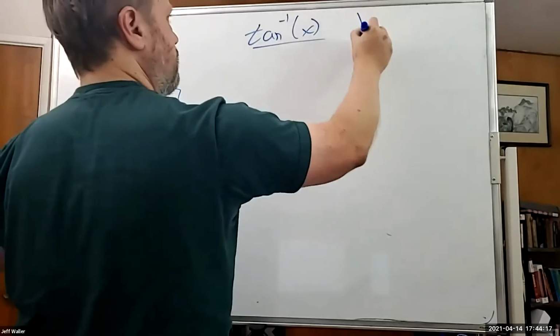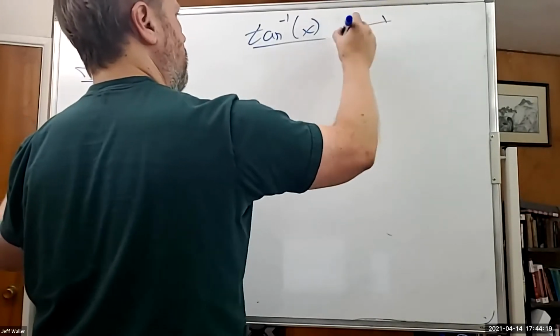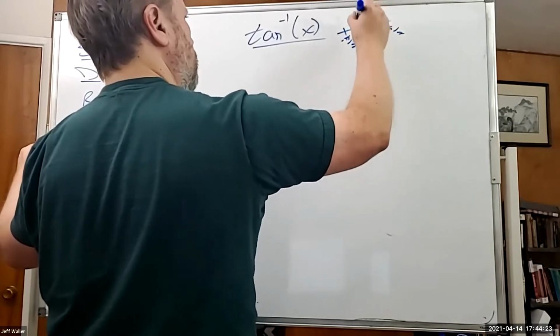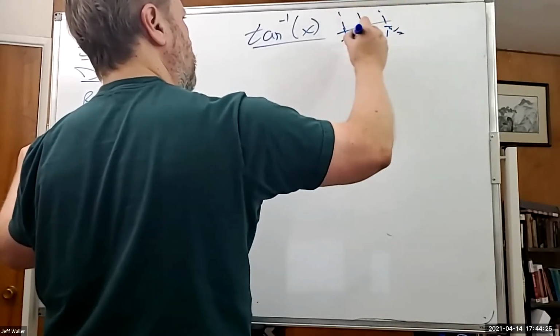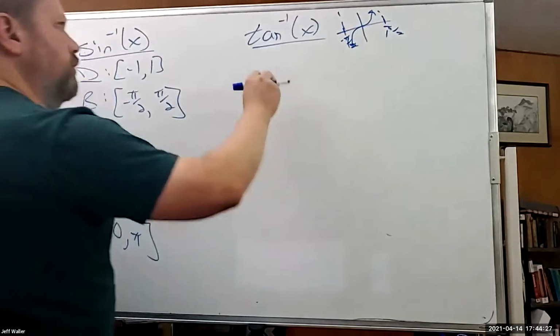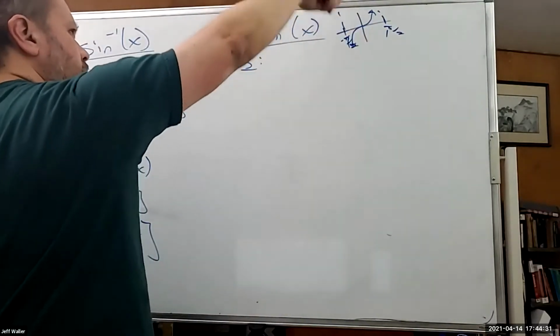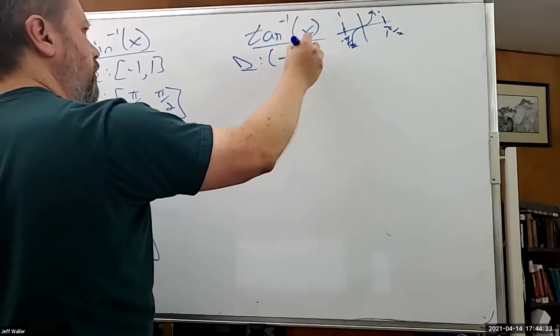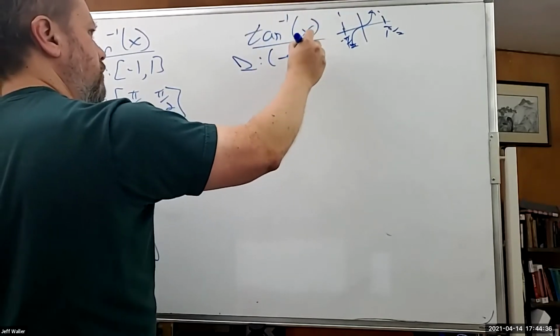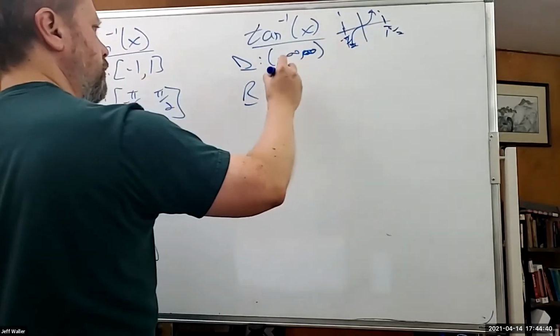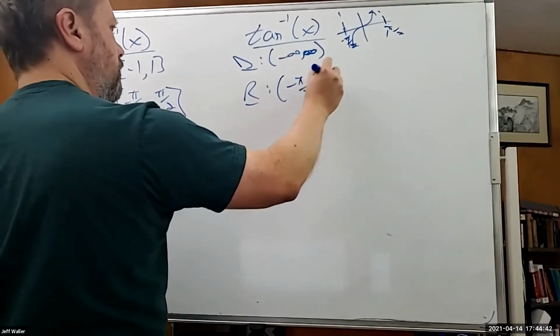And remember, just to remind you guys, here's what we just did a minute ago. We had to cut it like this. So the inverse tangent, the domain will be the range of this, which is negative infinity to infinity. And the range will be the domain of this, which is negative pi over 2 to pi over 2.